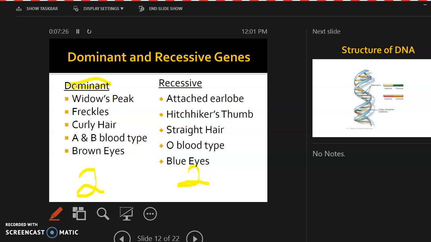Some recessive genes are attached earlobe, hitchhiker's thumb, straight hair, O blood type, and blue eyes. So I do have naturally straight hair, which is considered a recessive gene, and I get that from my dad's side. So there are some genes that are dominant and recessive.